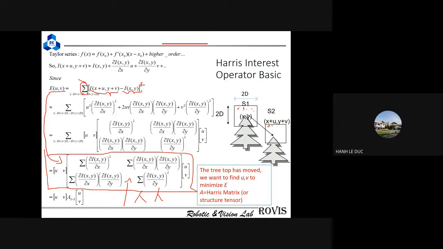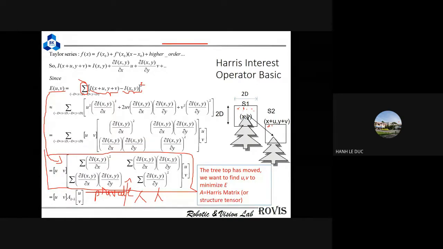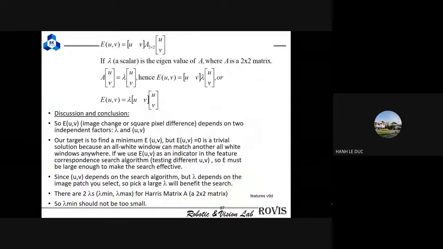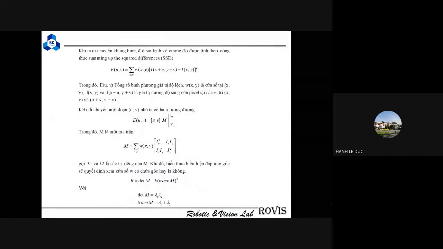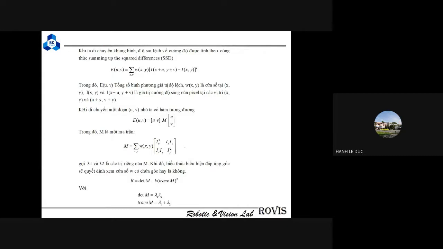Okay, eigenvector and eigenvalue. Do you still remember? Eigenvalue lambda, because this one is a 2 by 2 matrix, so we will have two, lambda 1 and lambda 2. Okay, so based on the lambda here, we will determine if this is a corner or not. So let's see. Okay, so this is the procedure to perform the Harris corner detection.